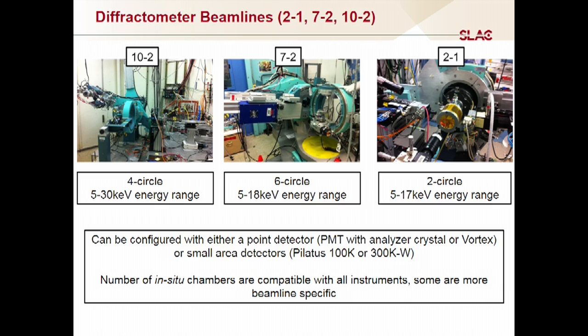You cannot do that on 10.2. But the point is these diffractometers give you a large number of degrees of freedom to orient the sample and the detector so that you can look at the appropriate place in reciprocal space where the interesting information lies. And all of these can be configured with either a point detector or small area detectors. Typically our in situ chambers, which Doug will talk more about later, are more or less compatible with all of these. And so you can go from one to the other with the same setup as the experiment demands.